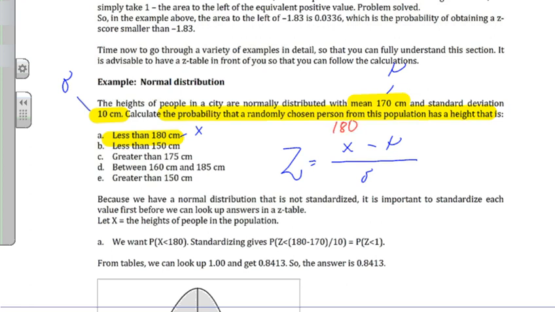180. What's my mu? It's from there. Minus 170. What's my standard deviation? 10. Okay. Equal to, well, that's a nice easy sum. That's equal to 1. My z there is 1.